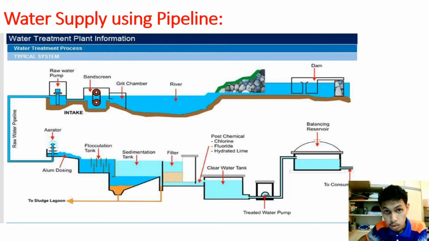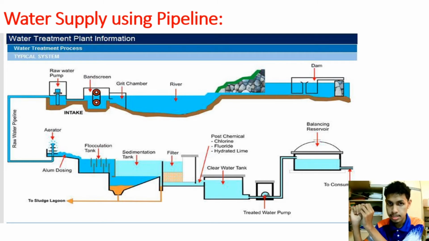Alright, so now we move to water supply using pipelines. In this pipeline logistics section, we are going to talk about three types of pipeline logistics. The first one is water, the second one is oil, and the third one is gas. So the first one is water supply.